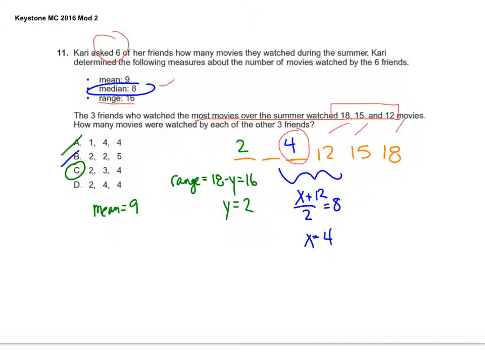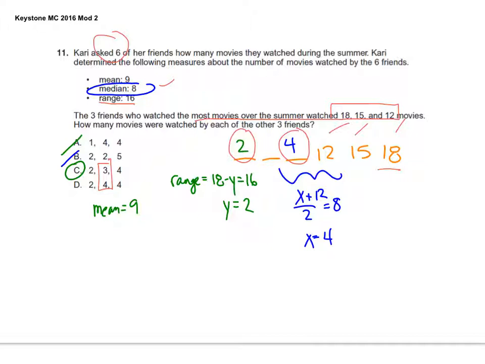Then I knew the range needs to be 16. Remember, range is the highest number minus the lowest number. So 18 minus what would give me 16 gave me the answer of 2. So I was able to eliminate A and B right away, and then I'm down to C and D. Well, I can use my calculator to help me figure out if I'm either down to 3 or 4. I know the mean needs to be 9.